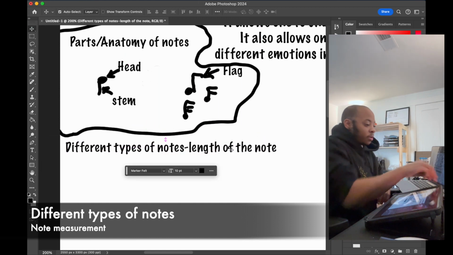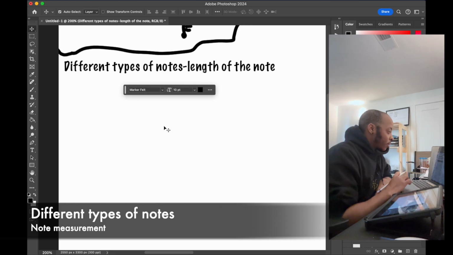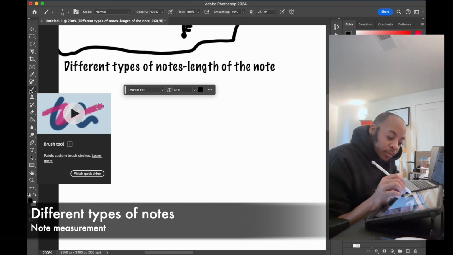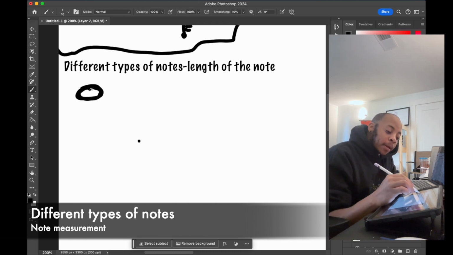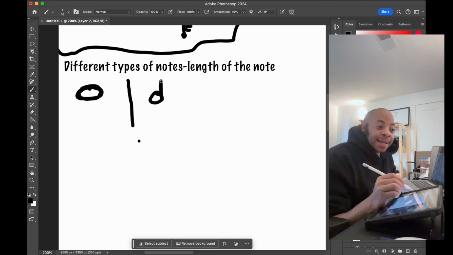We'll start with a whole note. A whole note is an open oval. An open oval. Then we have an open oval with a stem, and that's a half note.